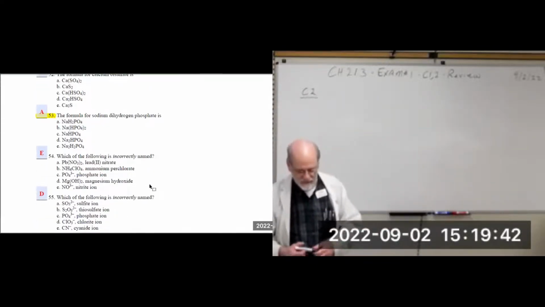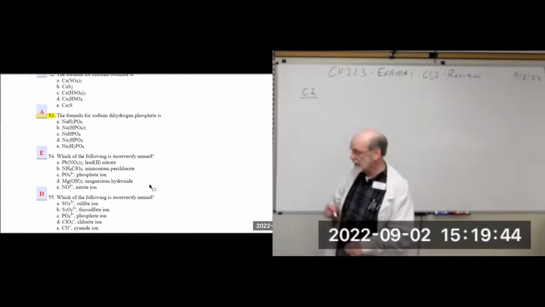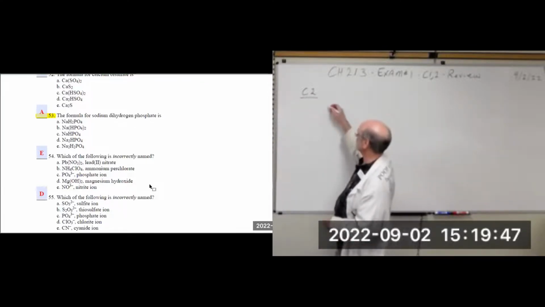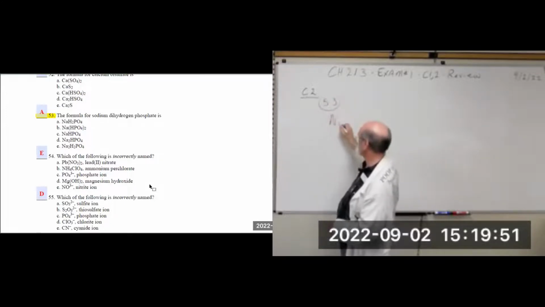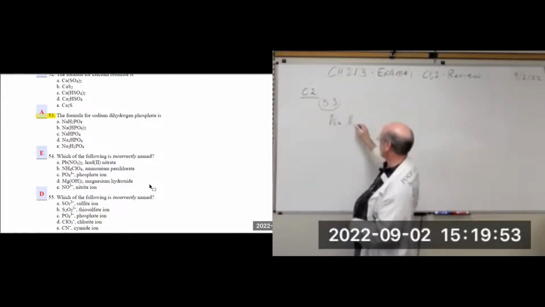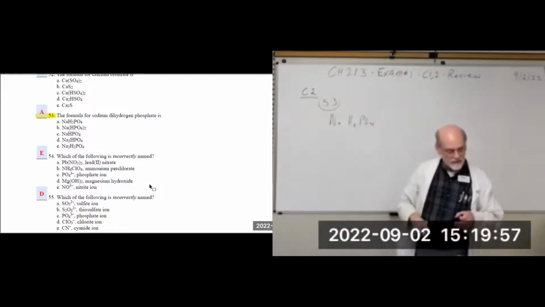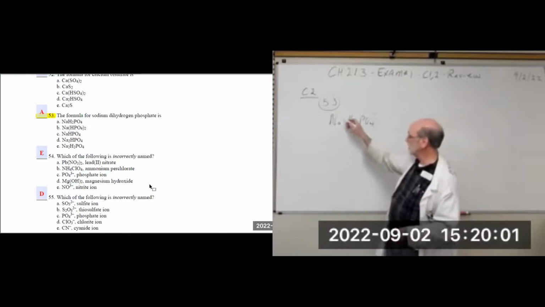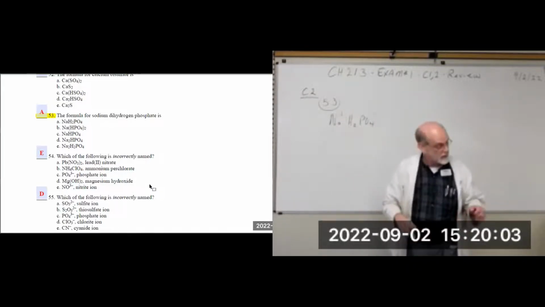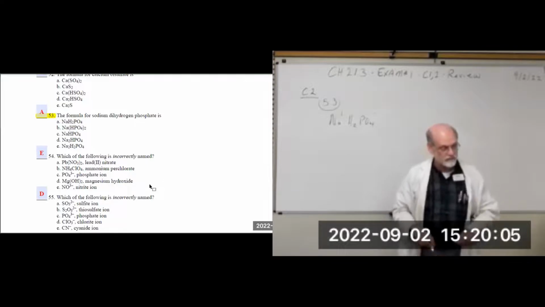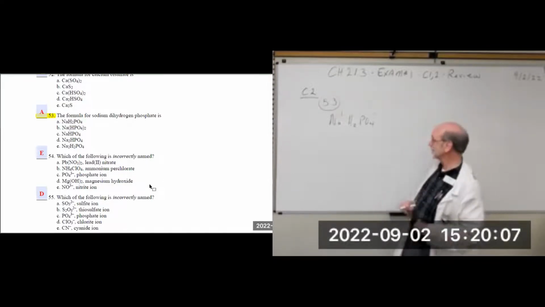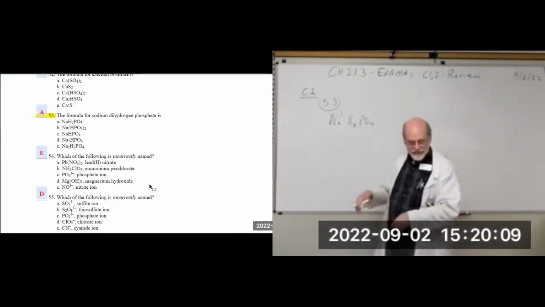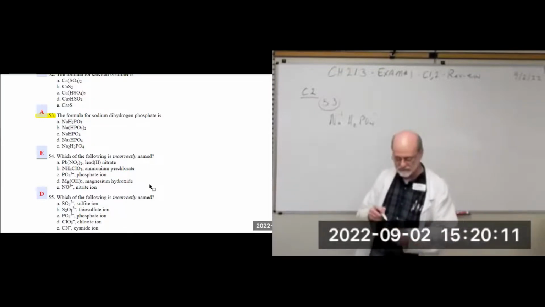Sodium dihydrogen phosphate. In this case, dihydrogen phosphate is the polyatomic ion. So we have sodium dihydrogen phosphate. And you look up your polyatomic, say, all right, what's the charge? Well, the charge is 1-. And the charge on sodium is +1 because it's in the first group. Okay. So that's it. NaH2PO4. You're done.